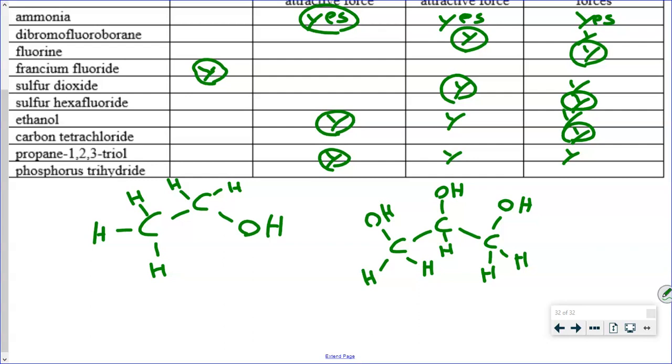This is a polar molecule. We do have dipole-dipole. We do have London dispersion. But in this example, we don't have hydrogen bonding because the hydrogen in this example is only bonded to phosphorus, not one of the 3 most electronegative ones, fluorine, oxygen or nitrogen. So that's it for today.